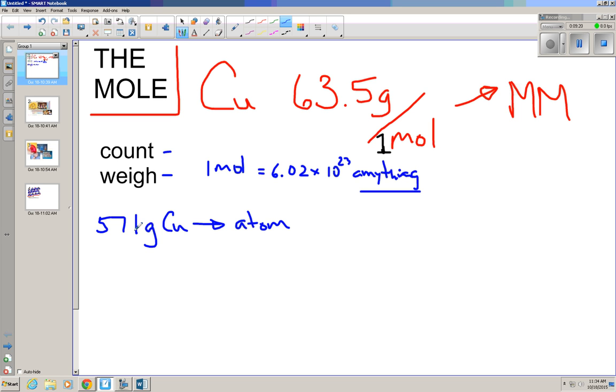I need to convert from grams to moles. I always have to go from how heavy something is to how many. And then once I have how many, moles, I'm going to convert to individual atoms. So watch this. I'm going to set the whole thing up as an equation. I'm going to take what I'm given, 571 grams of copper, and I'm going to put it over 1 just for fun.